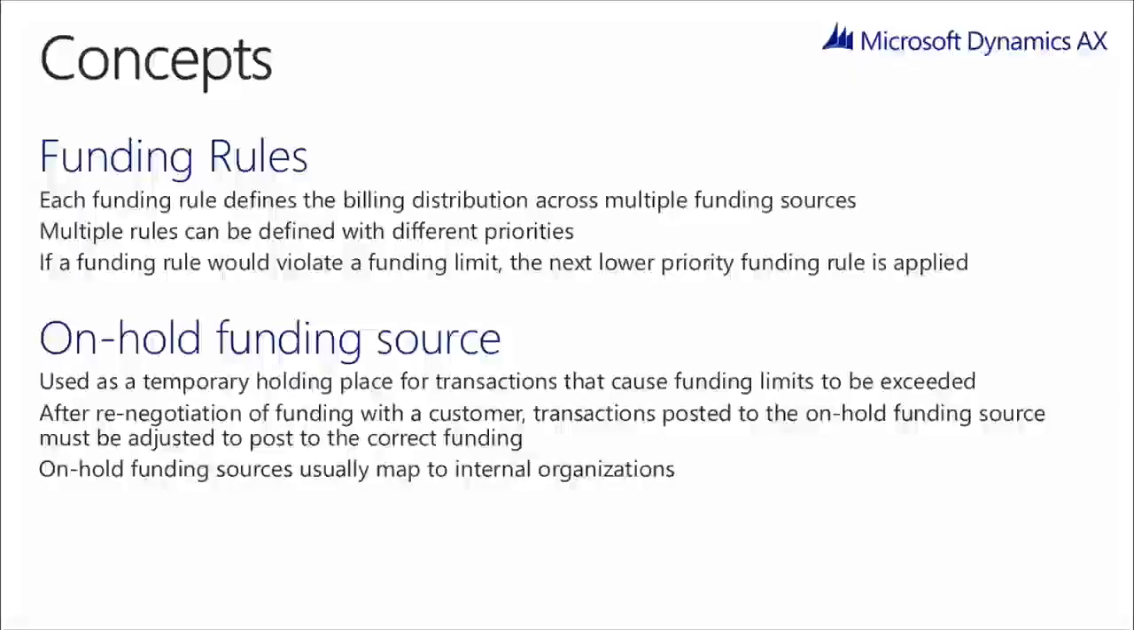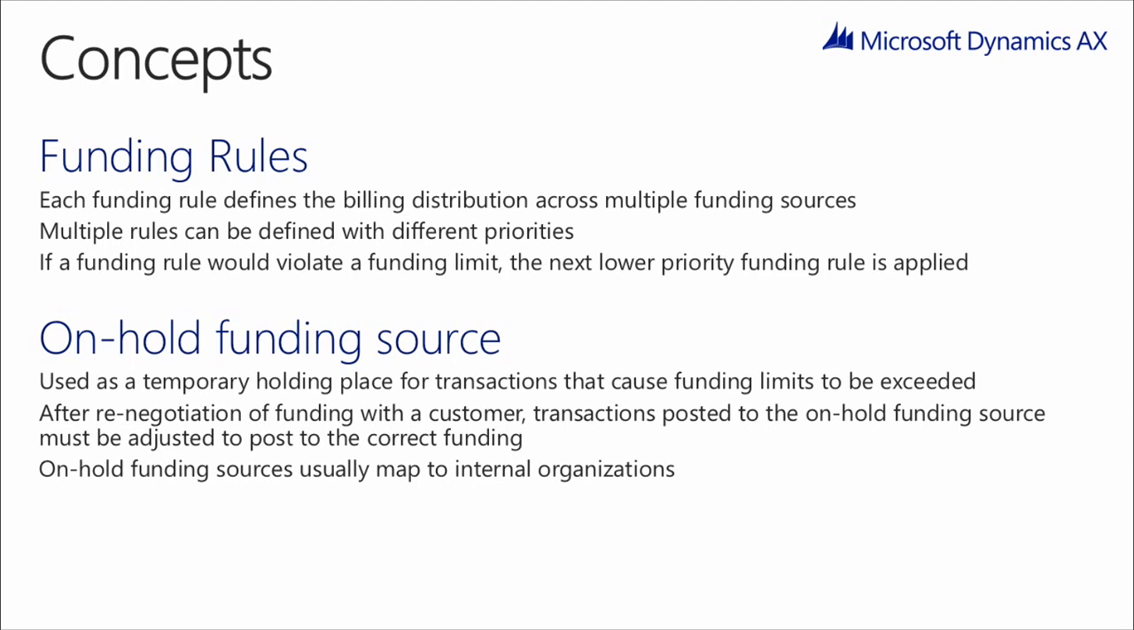Funding rules. Each funding rule defines the split of billing, or how the transaction amount will be divided between customers that are going to pay for this transaction. And the split percentage can be defined on the funding rule, and funding rules are prioritized in that the funding rule with priority 1 is applied first, and if it results in a violation of a funding limit, that's when the system rolls over to a funding rule that is of a lower priority.